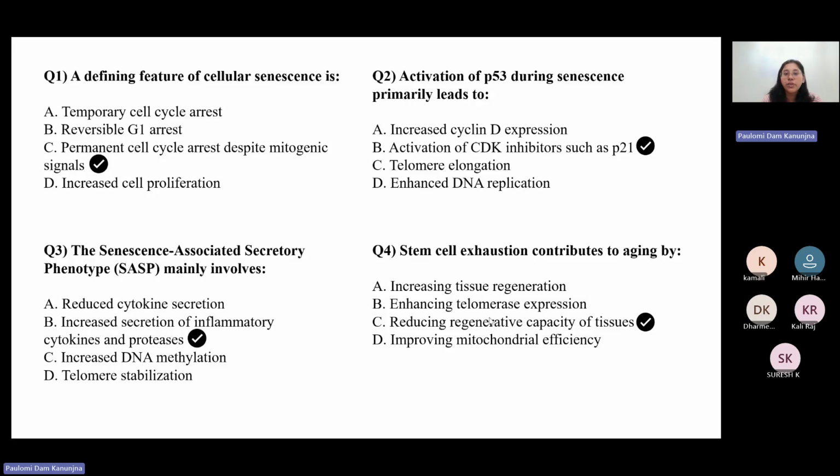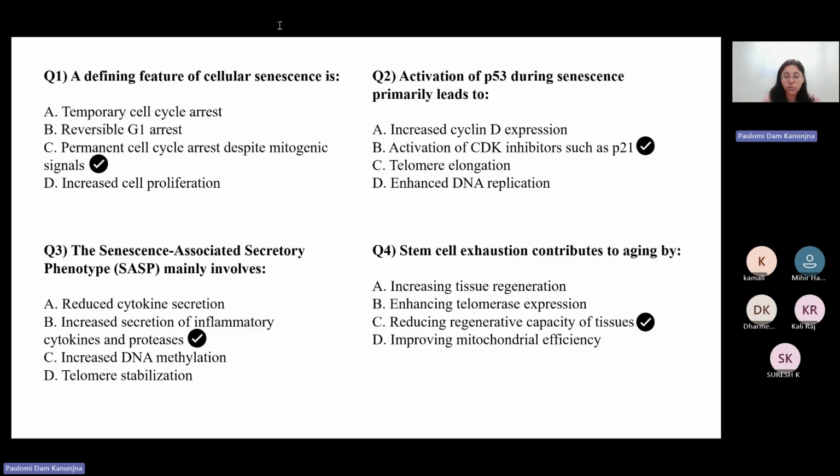Okay, and the last question here was, stem cell exhaustion contributes to aging. When I said that there was no stem cell, it basically meant that there was reduced regenerative capacity of tissues because there is a decline in the stem cell number and the stem cell function. There is no regeneration, there is no repletion. There is no refilling. It's getting depleted. The stock is getting depleted, right?